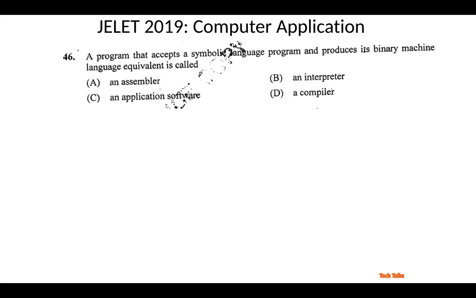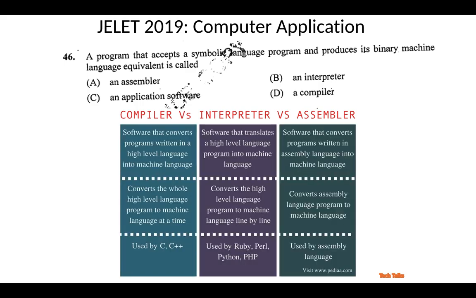So for the other three we need to know what an assembler, an interpreter, and a compiler are. Let's see the differences between them, then we will know the answer. If you read this carefully by pausing the video for a minute, you can see that a compiler is software that converts a program written in a high level language, like C or C++, into machine language, the binary language. So C has a compiler, C++ has a compiler.